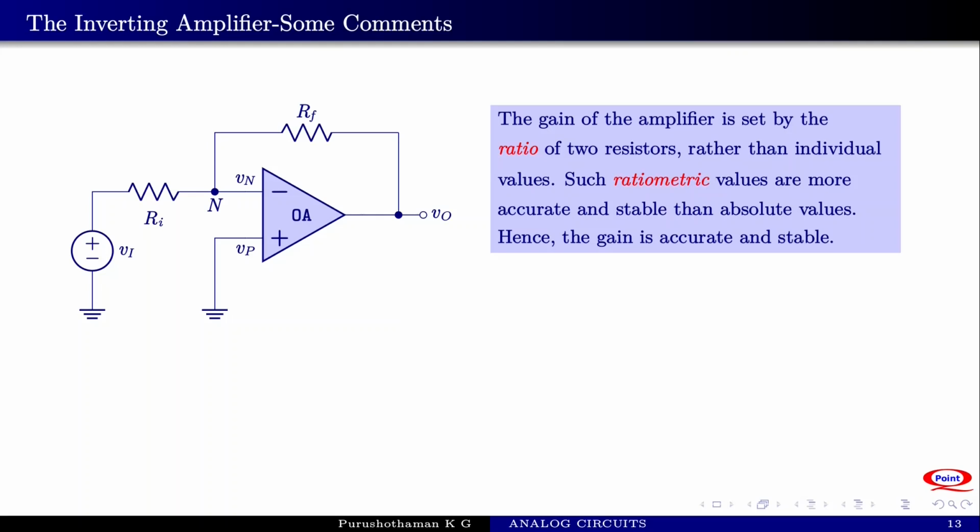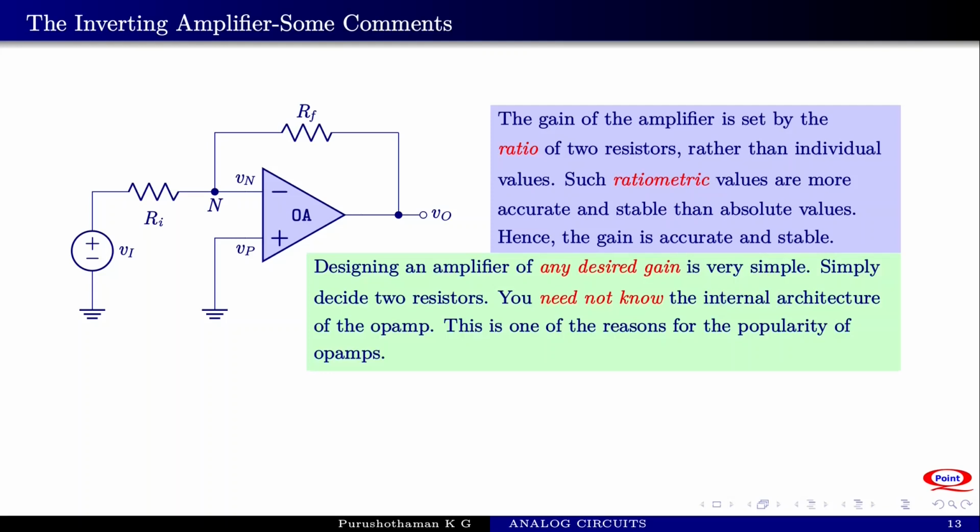Why are ratiometric values more accurate or stable? Suppose the temperature increases, the resistance also will slightly increase. Now, since the gain is the ratio of two resistors, Rf by Ri, the effect of temperature is the same for both the resistances if they are approximately in the same range. So that change in these values will be cancelled out. So the gain remains constant.